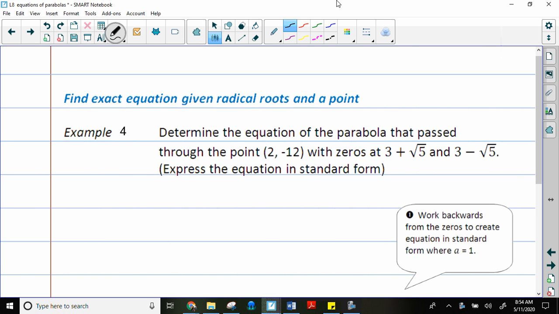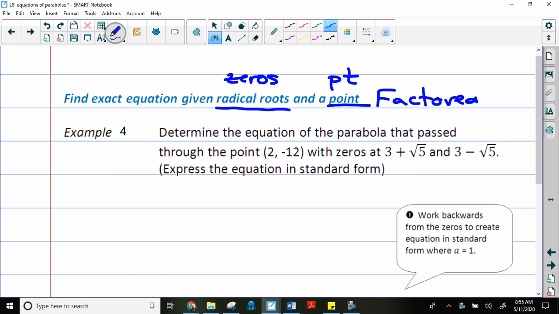Okay, this is the question that differentiates you as grade 11s. We are dealing with radical roots, which are still zeros. These are just zeros, but they're ugly, and we're given a point. So if we have zeros and a point, we have to use factored form. But it's going to get a little bit hairy, so just bear with me through all this.